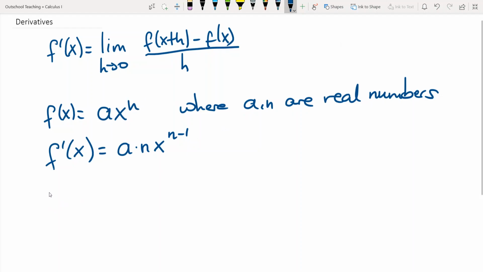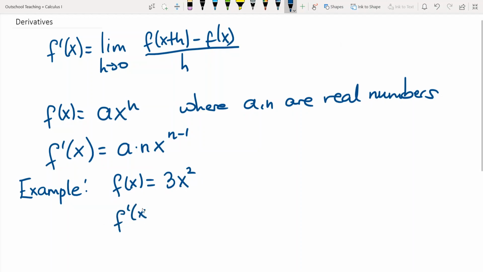And I think things always make more sense when we look at examples. So let's look at a quick example. If I gave you the case where f of x was equal to 3x squared, then f prime of x is, let's follow the rule, 3 times 2, right? The 2 comes down, times x to the 2 minus 1, reduce the power by 1, 6x.